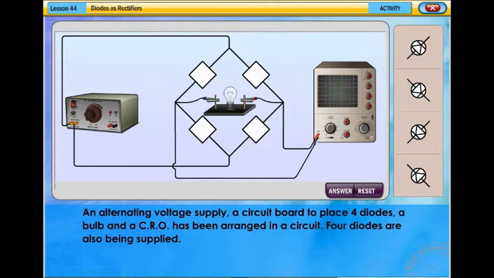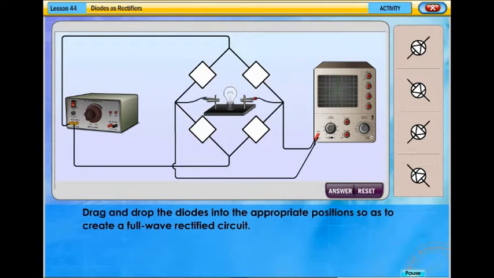An alternating voltage supply, a circuit board to place 4 diodes, a bulb and a CRO have been arranged in a circuit. 4 diodes are also supplied. Drag and drop the diodes into the appropriate positions so as to create a full-wave rectified circuit.